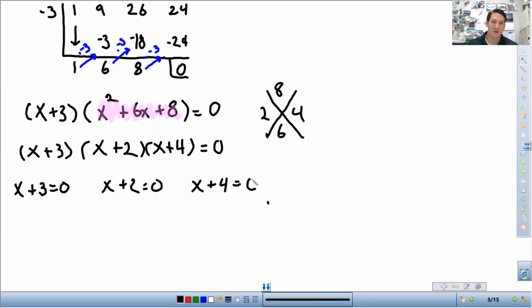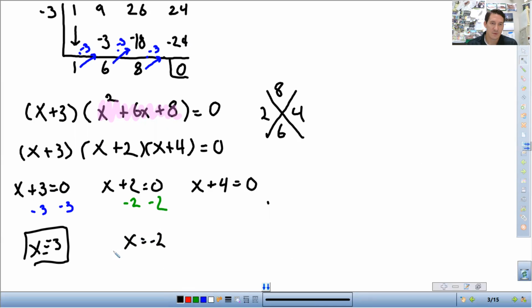Set them each equal to 0. So I'm going to subtract 3. I actually didn't need to do this one because we already did it. That was given to us, so we know that is a solution. For x plus 2, subtract 2 and get x equals -2. And then subtract 4, you get x is equal to -4.